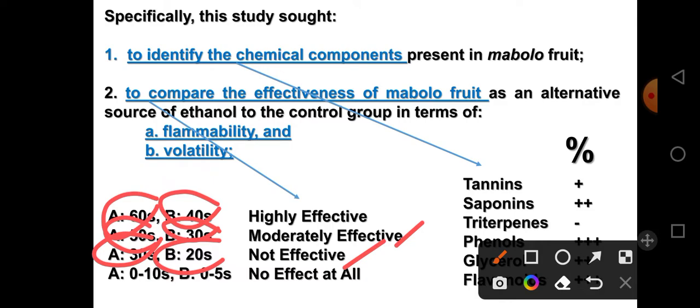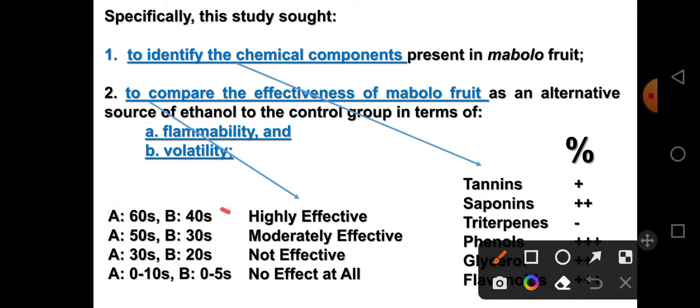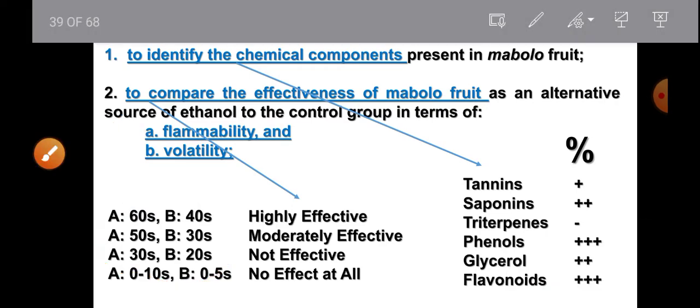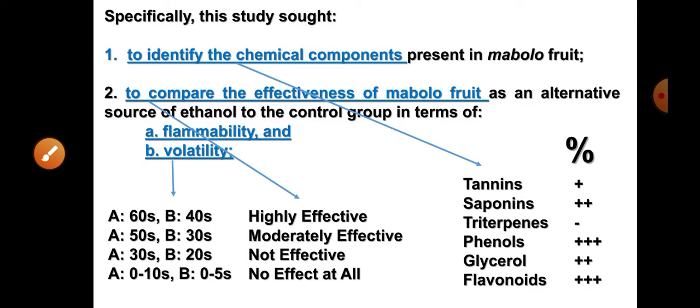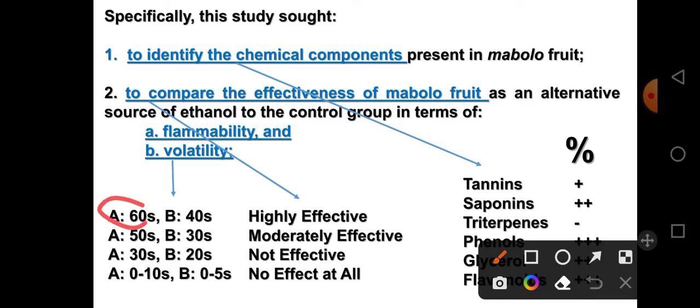And we can say that the product has no effect at all if factor A is 0 to 10 seconds and factor B is 0 to 5 seconds. Okay, so class, where do you think these values come from? These values are actually derived from our measurable variables, so factor A being flammability and factor B being volatility.